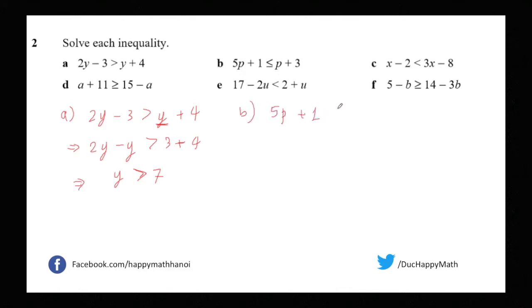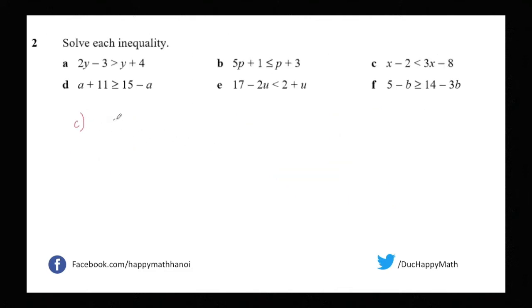5p plus 1 less than or equal to p plus 3. So I move p first, it becomes minus p, and 1 becomes minus 1 on the right hand side, and you get 4p less than 2. So p will be less than 2 over 4. This means 1 over 2.